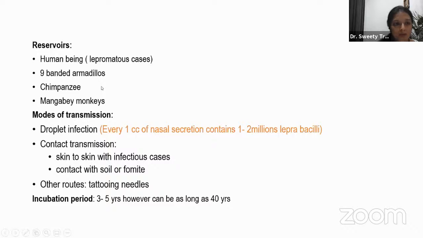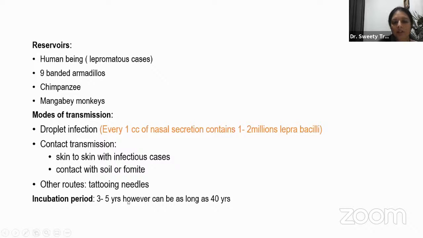countries. What we do find is human beings, and most infections are the lepromatous cases. So these are the most common reservoir in our country. The modes of transmission are, of course, droplet infections and contact transmission, mainly with highly infectious cases, the lepromatous leprosy, and the borderline BL category, which I'll discuss later in the Ridley-Jopling classification. So the droplet infection: every 1 cc of nasal secretion contains 1 to 2 million lepra bacilli. So if the patient is highly infectious, the nasal secretions will cause the infection.